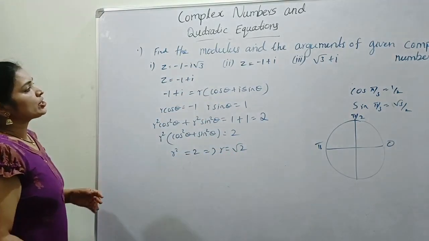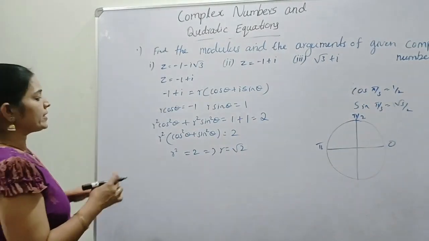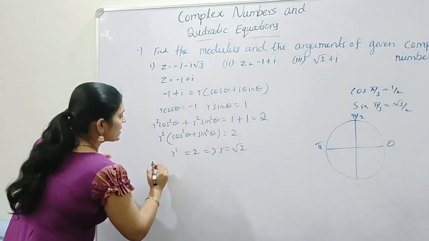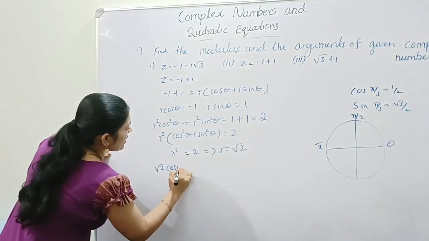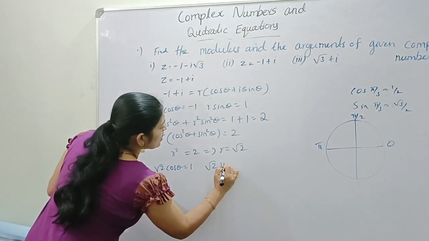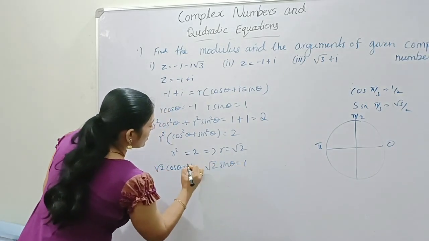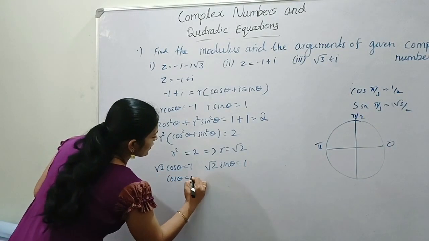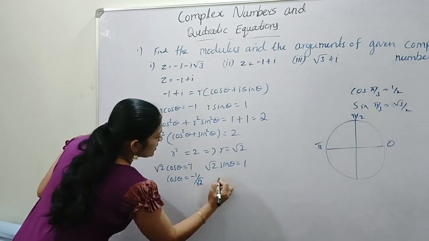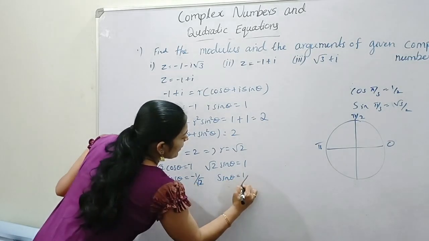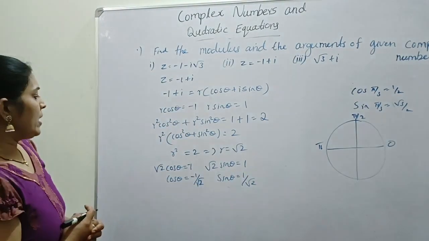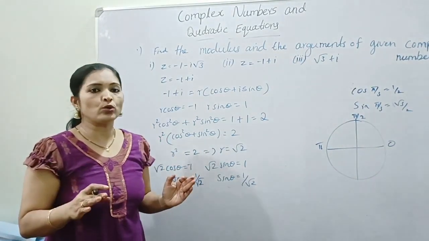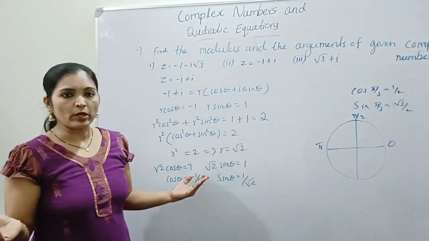So next we will find the argument of a complex number, that is theta, by substituting r is equal to root 2 in these two equations. So root 2 cos theta is equal to minus 1, root 2 sin theta is equal to 1. Then what is cos theta? Cos theta is equal to minus 1 by root 2 and sin theta is equal to 1 by root 2. See here, where is cos 1 by root 2? Cos pi by 4 is 1 by root 2 and sin pi by 4 is 1 by root 2.